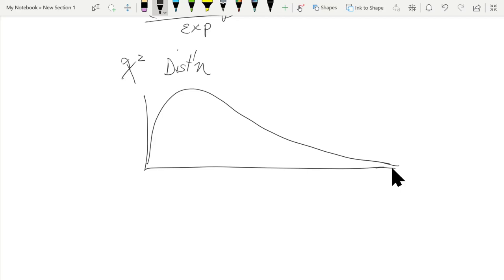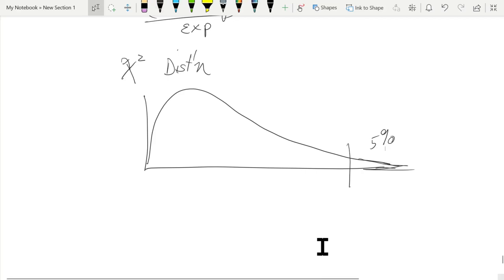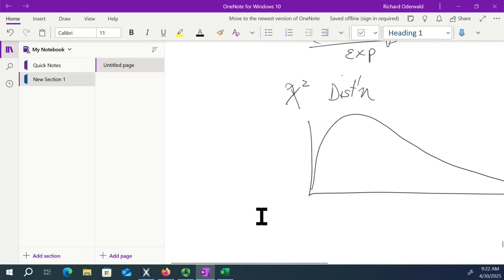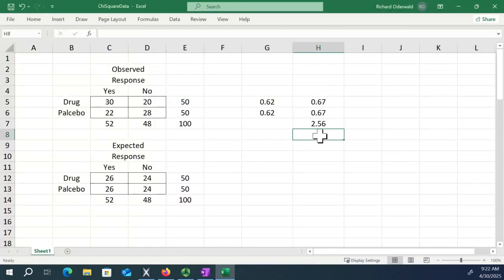There's no possibility of a negative. It's not like a t-value. It could be -2 or +2. It's always positive, so we're using this tail here. And the usual standard is 5%, 0.05 for alpha. To get that, we go to the chi-square distribution.